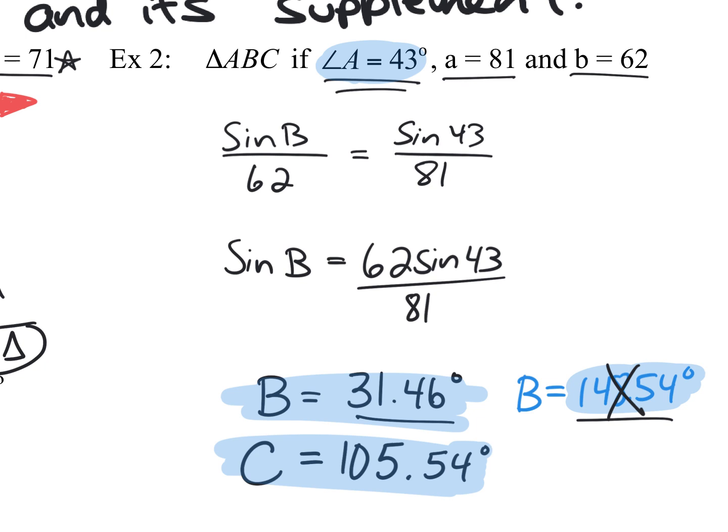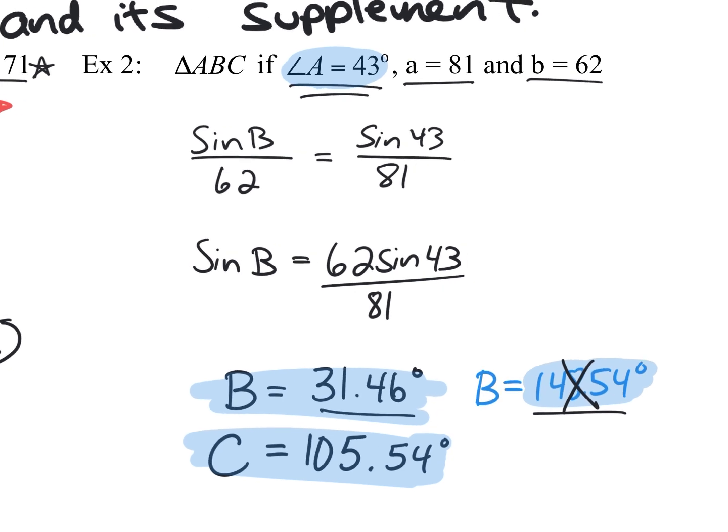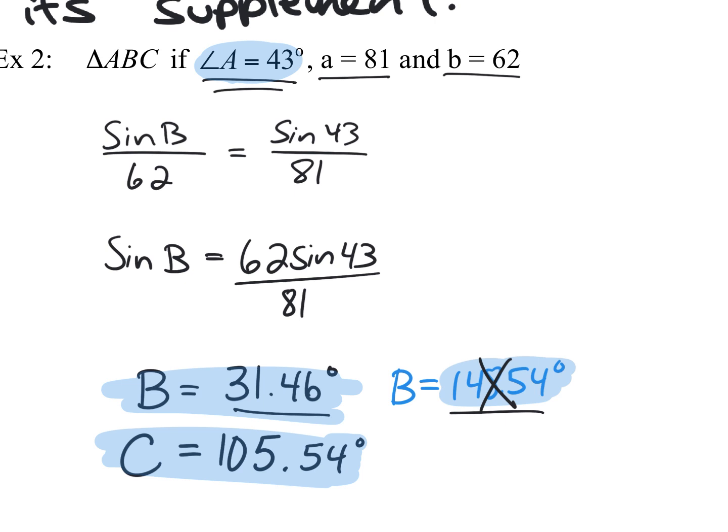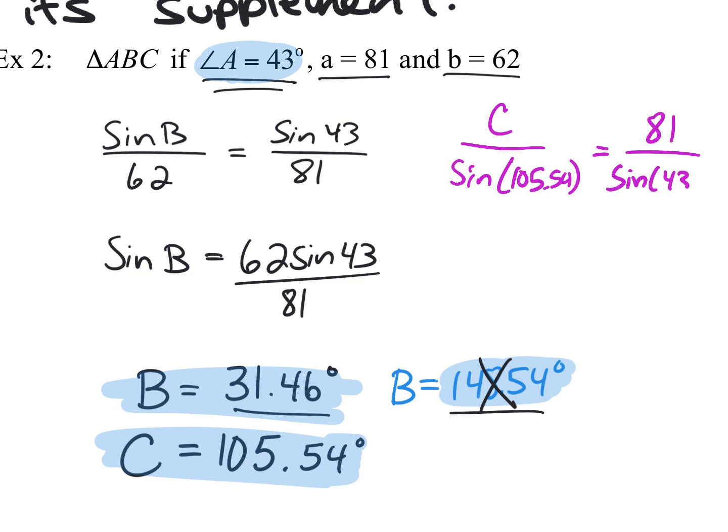The last piece here I'm going to finish up is going to be finding side length C. And again, I'm going to use the law of sines. So I'm going to say C over the sine of 105.54 equals, well, I like to use the original problem just because there's less room for error. You know, if I made a mistake finding B, it might carry over into finding C. But if I use the information from the original problem, it's a little bit more foolproof.